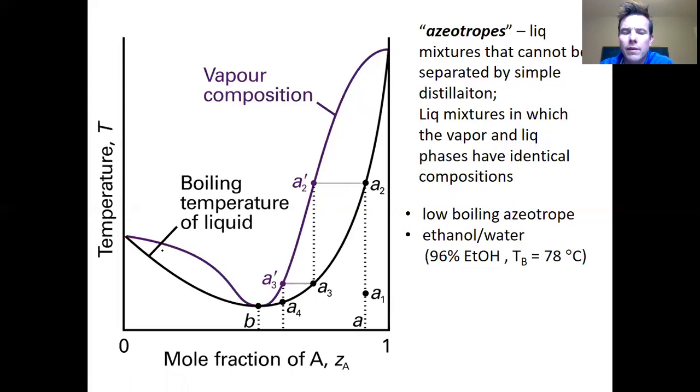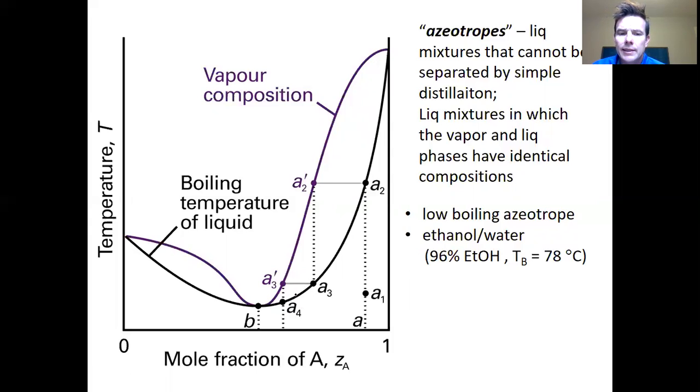So this is what the phase diagram of a non-ideal system looks like. Rather than that I-shaped, you get this dip where both the vapor and the liquid have an identical composition. And this is called a low boiling azeotrope, because the boiling point of the mixture is less than that of either of the pure liquids. An example is ethanol water, which boils at 78 degrees.